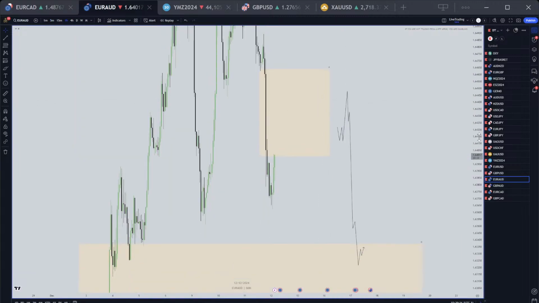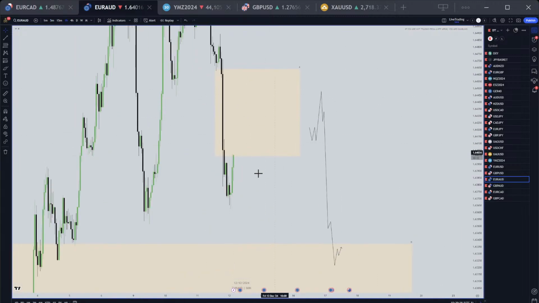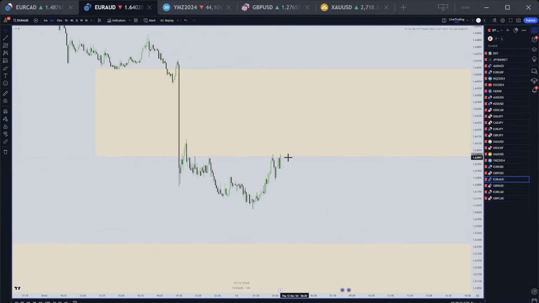So now we are approaching EURAUD's point of interest for shorts. Time is aligning. So potentially, if the short idea is correct, we can see a high of the day forming very soon.